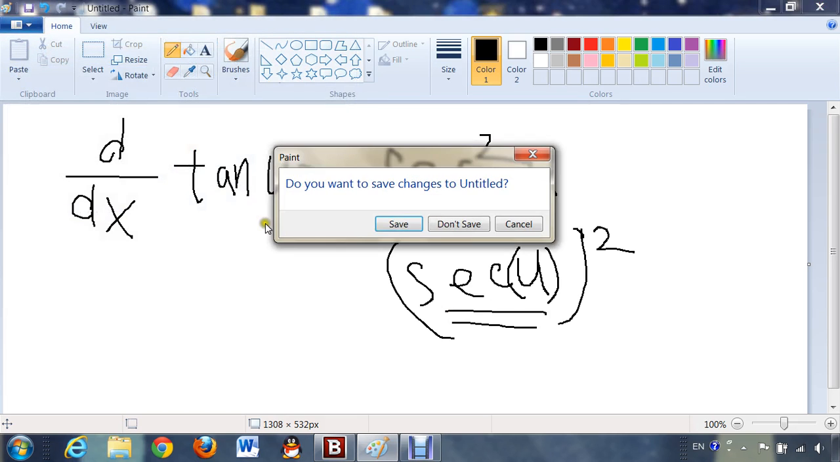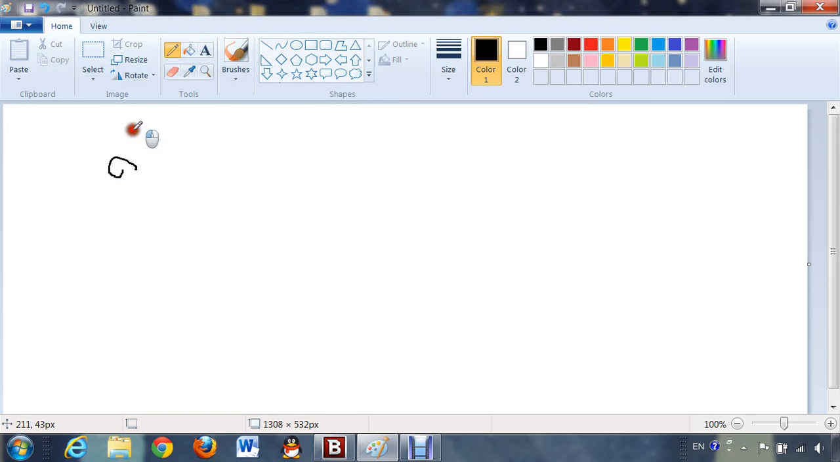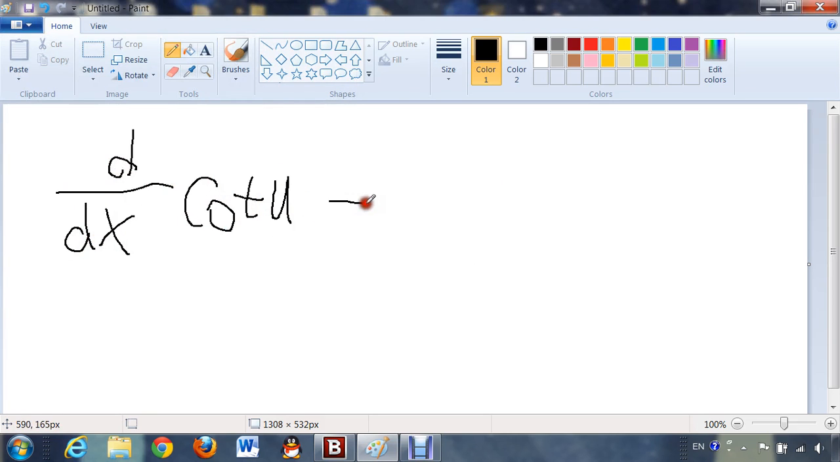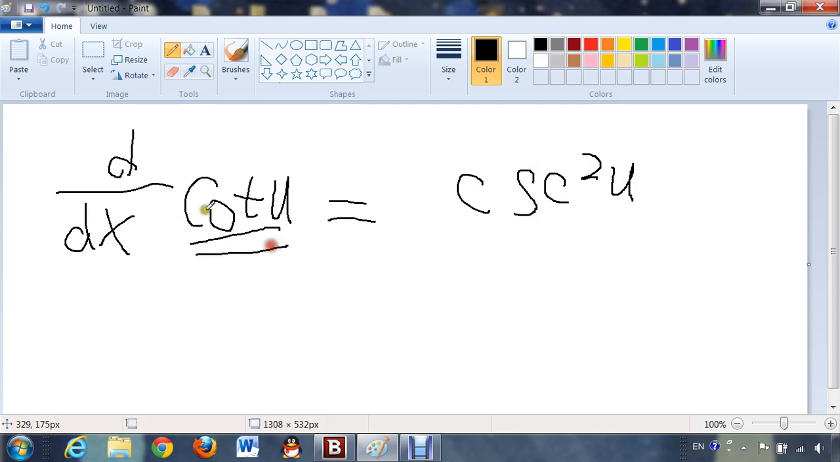Okay, so next, the derivative of cotangent of something is equal to what? Yes, it's equal to the cosecant squared something. But remember, I said earlier, if you're taking the derivative of any trig function that starts with a c, then the result will be negative. You'll have a negative sign there.